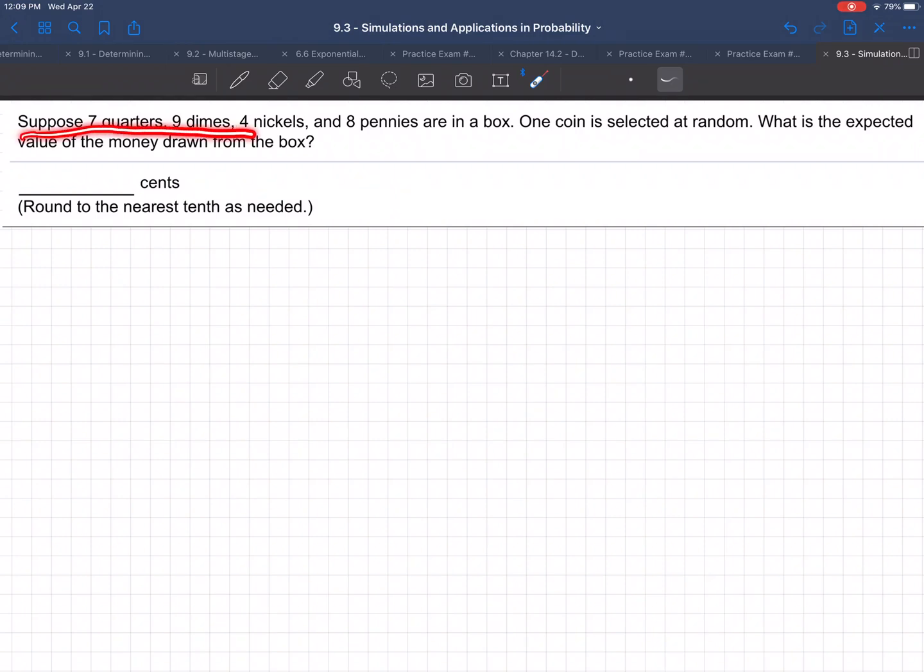Suppose that 7 quarters, 9 dimes, 4 nickels, and 8 pennies are in a box. One coin is selected at random. What is the expected value of the money drawn from the box? Okay, so this is an expected value problem.